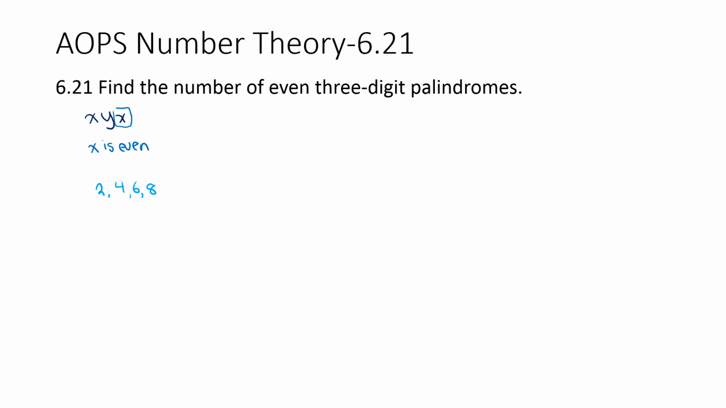So then y can be anything from 0 to 9. So that's 10 choices for y, and there's 4 choices for x. So in total, there is 10 times 4, which is 40 different 3-digit palindromes.